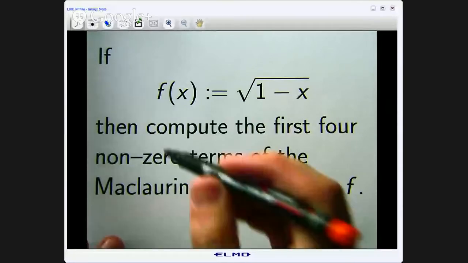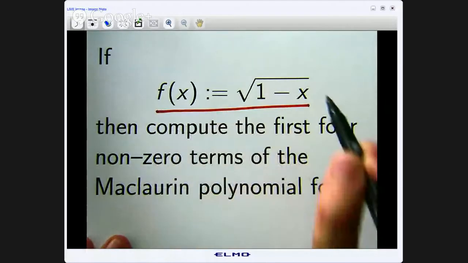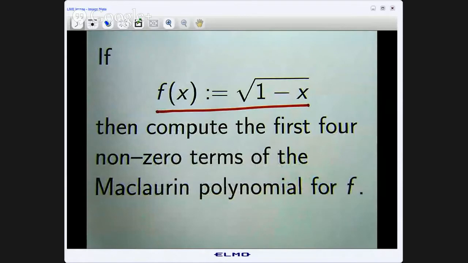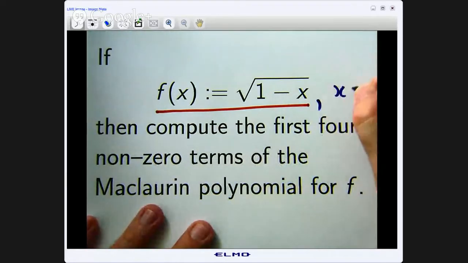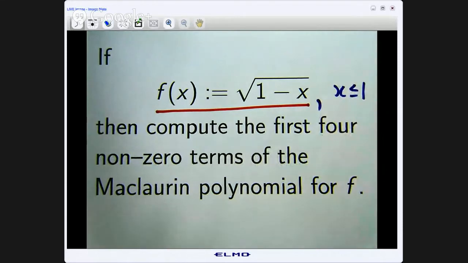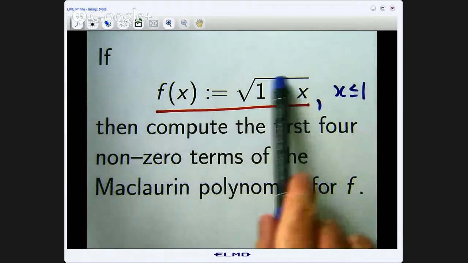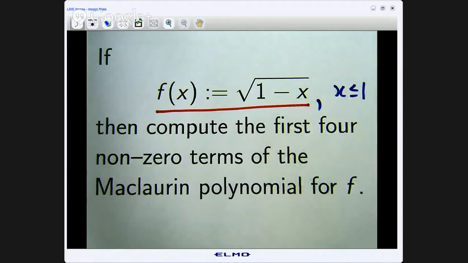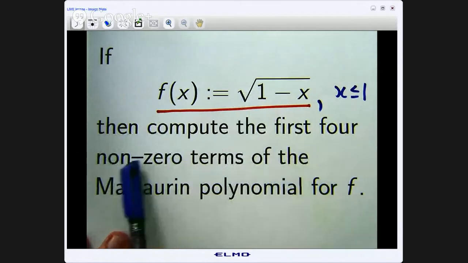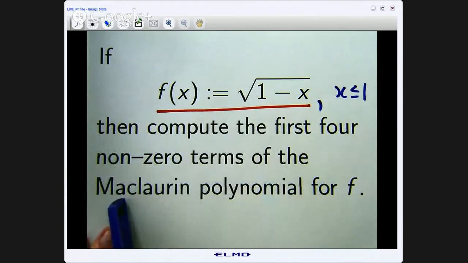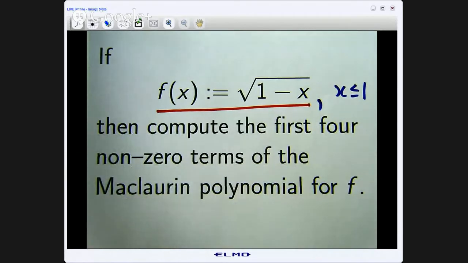Okay, so suppose we have a function of x defined by root x minus 1, and here of course we're just restricting the x values to be, say, less than or equal to 1. So we're just looking at the x values where f is defined. If that's our f, then compute the first 4 non-zero terms of the Maclaurin polynomial for f.